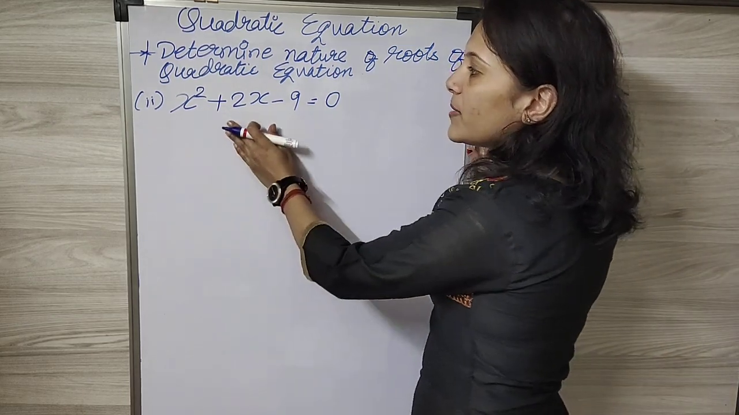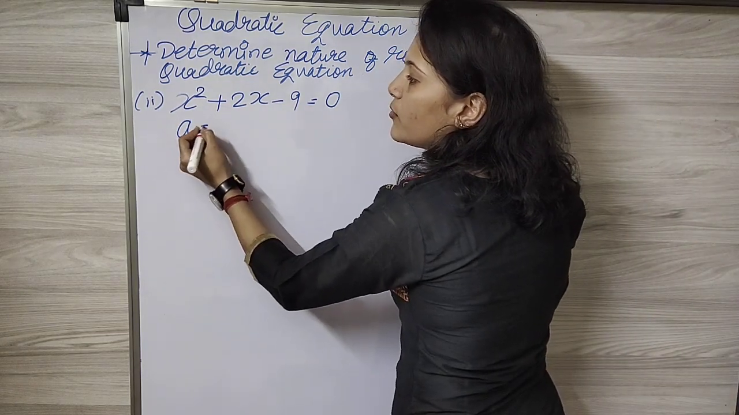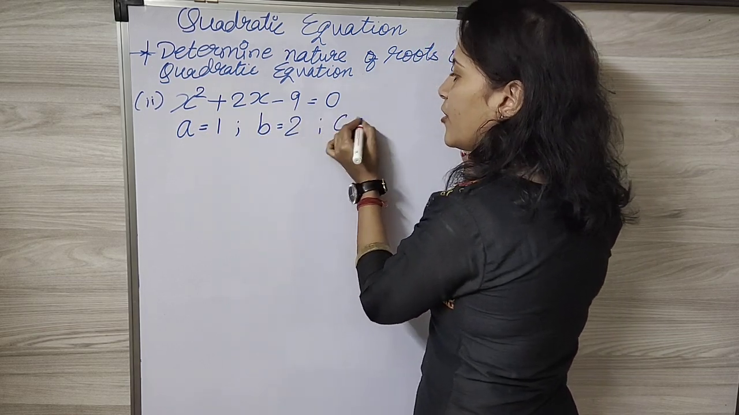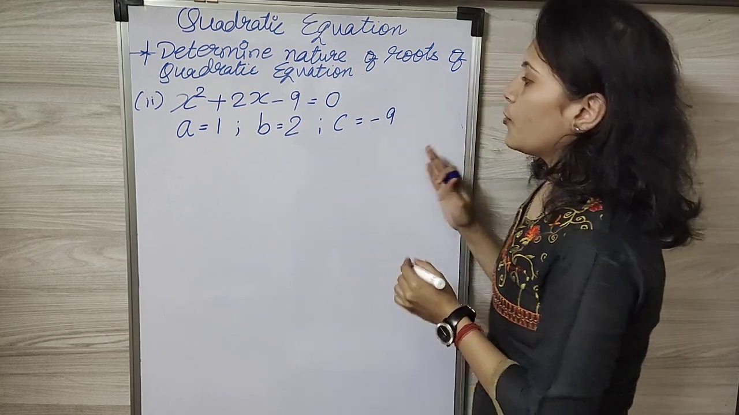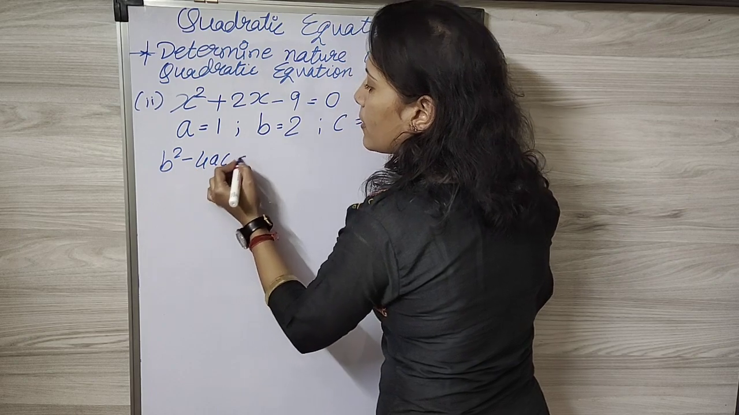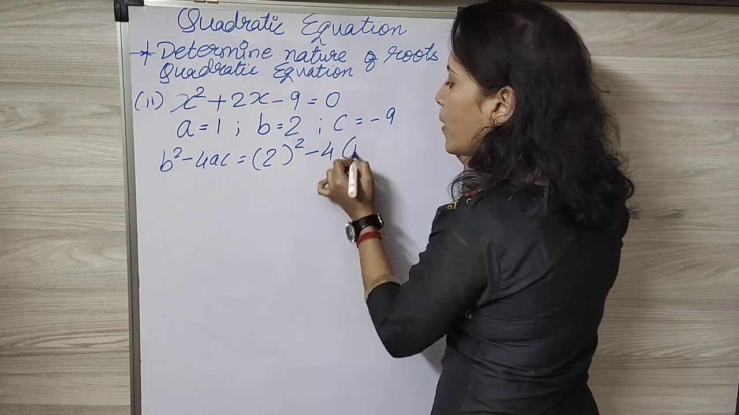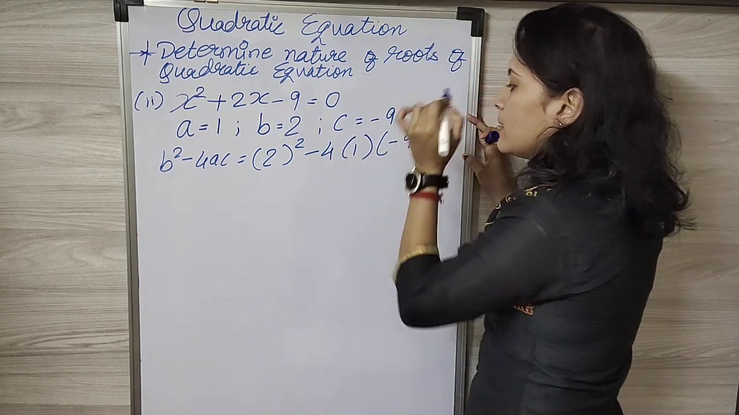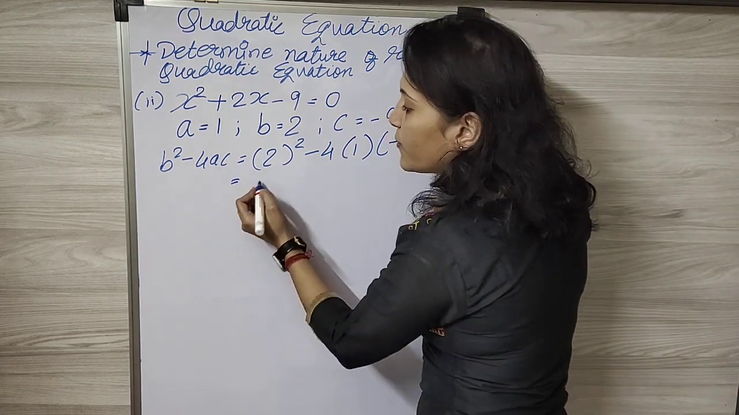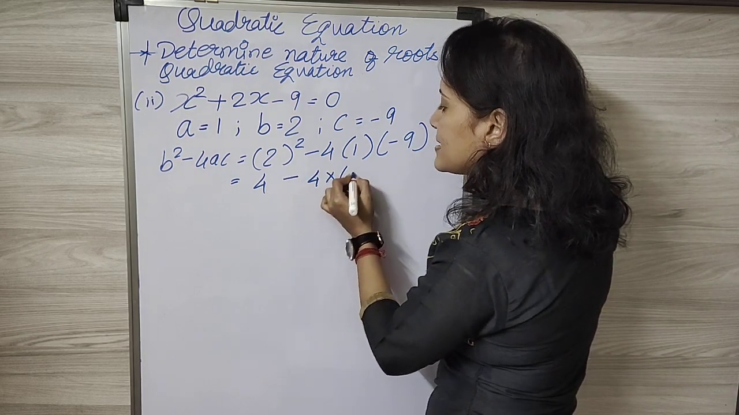So for x square plus 2x minus 9 is equal to 0, again we have to do the same thing. We have to replace the value of a, the value of b, and the value of c, right? So now next, b square minus 4ac. In place of b square, that is 2 square minus 4 into 1 into minus 9. Please include the minus sign with the digit. Don't forget the minus sign. So 2 square, that is 4, minus 4 into 1 into minus 9.